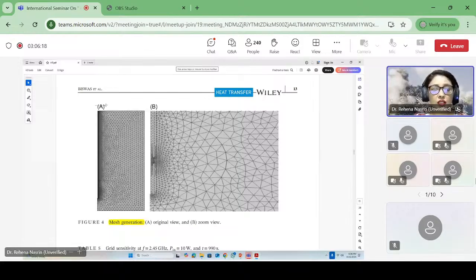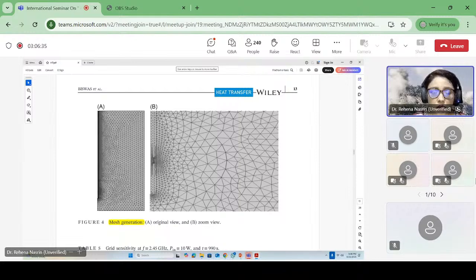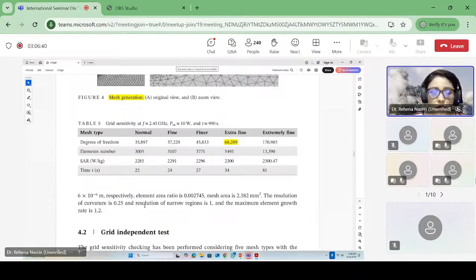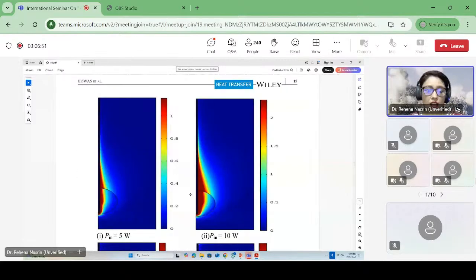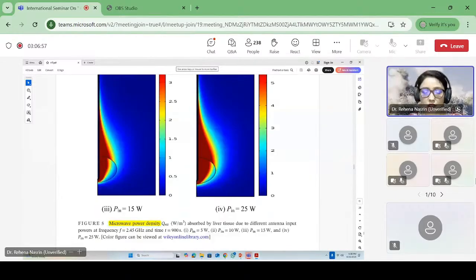Figure A is the original view, and figure B is the zoom view. This is the antenna, this part is the slot of the antenna. This is the grid sensitivity test shown by this study. We consider 68,289 elements for running the simulation and grid test, and also the results are shown, as you can see, by microwave power density. The results are shown by microwave power density.